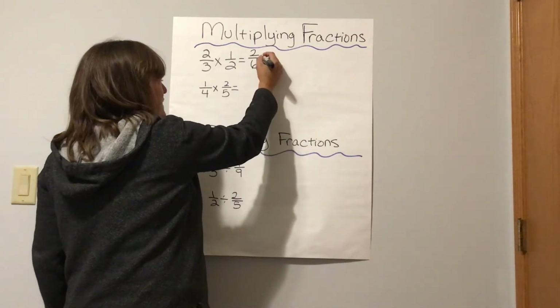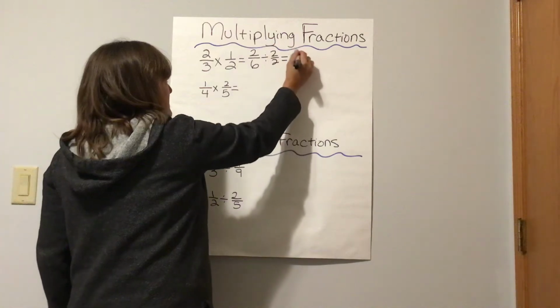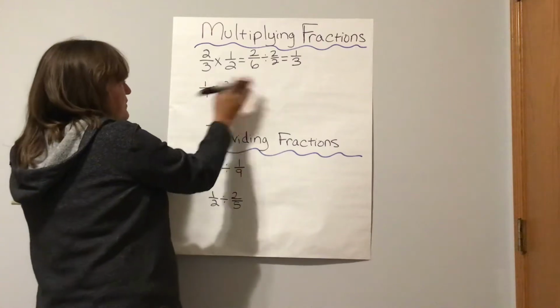So I know these are both even numbers, so I'm going to divide both by 2. 2 goes into 2 one time, 2 goes into 6 3 times. So that would be my final answer here. And we'll do one more.